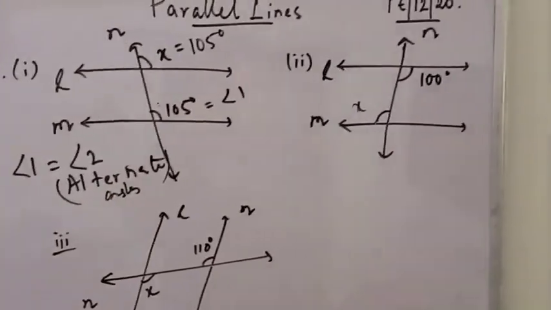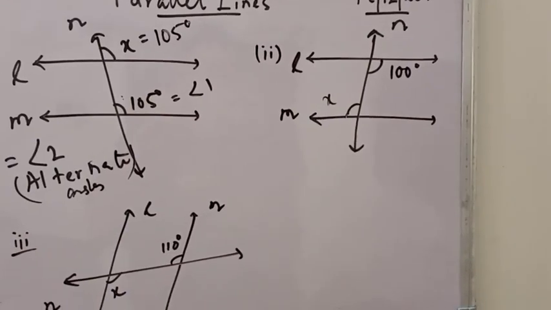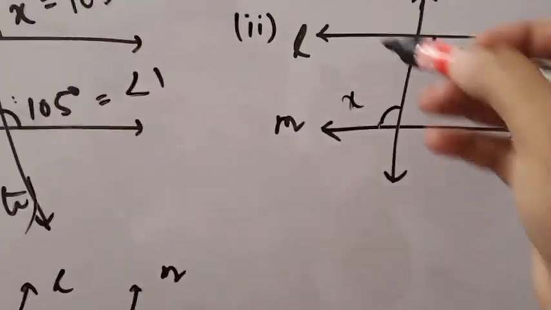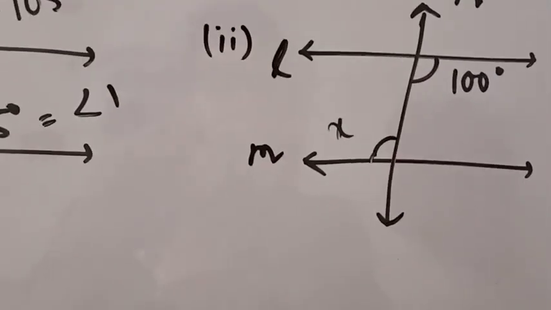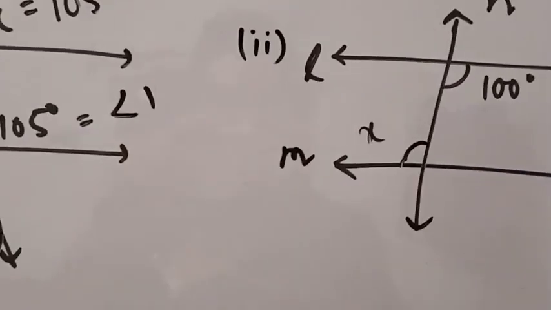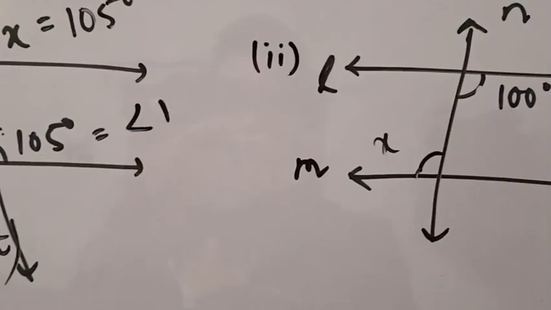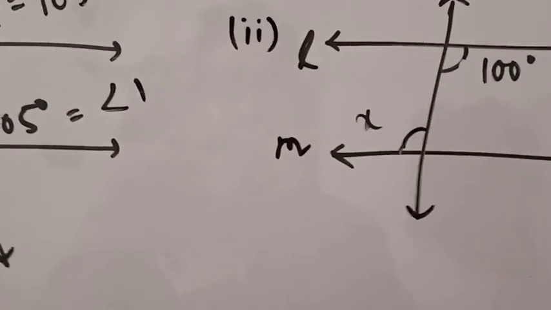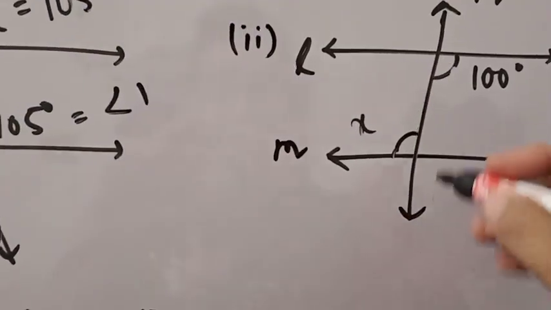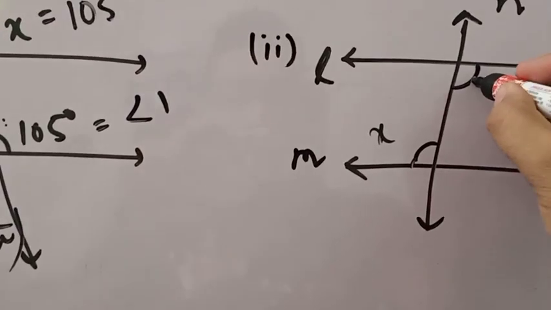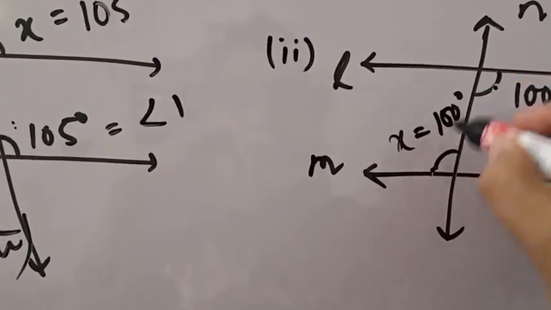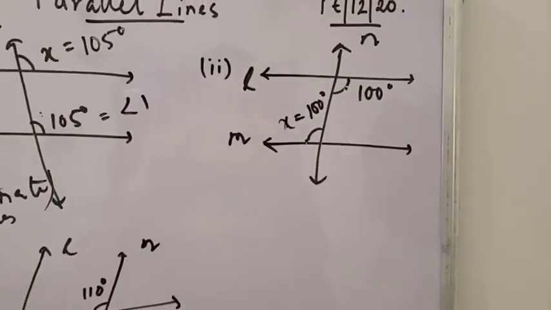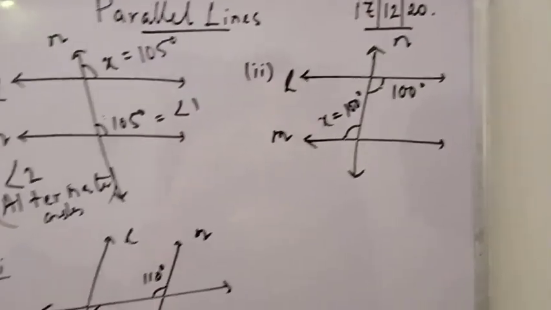Now, next one, number 2. In number 2, see that L and M, two lines are there and N is the transversal here. So you have to find x. And x is the alternate angle here. That means this angle equals this angle. So this also equals 100 degrees. Okay. Next one.